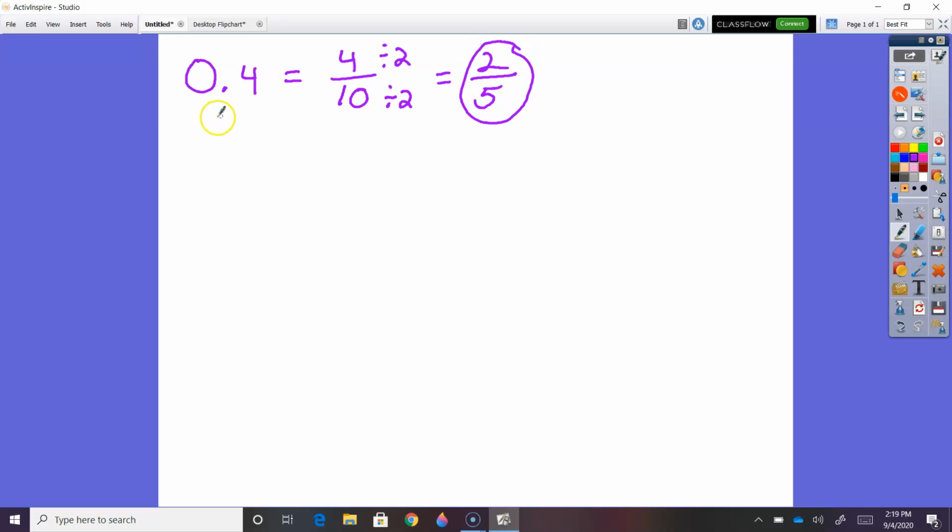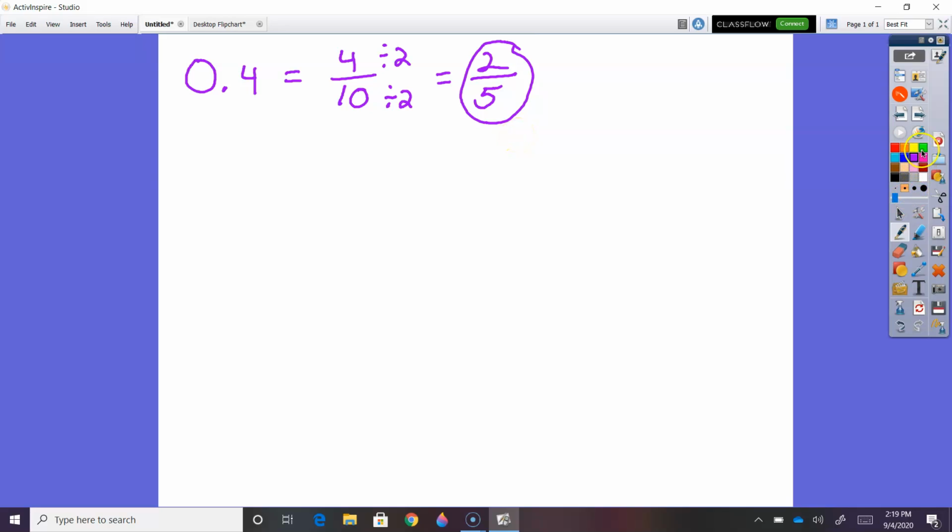First, we reviewed taking a decimal and turning it into a fraction. So if I have 0.4, that's in the tenths place value, so I would put 4 over 10, and I would reduce that fraction. Both of these numbers are even, so I would divide by 2. So that reduces down to 2/5. So that's how we can turn a decimal into a fraction.